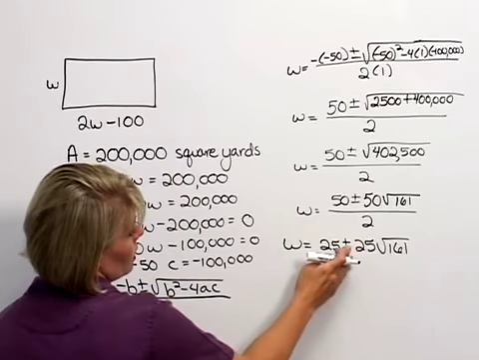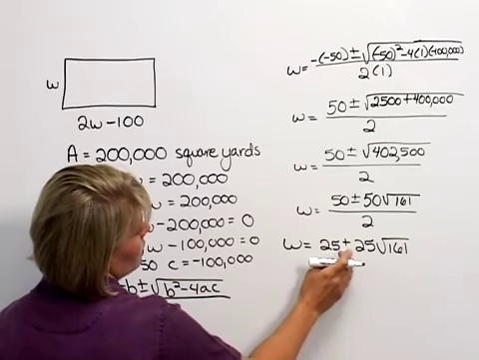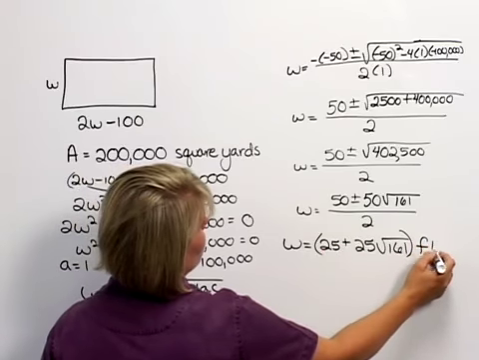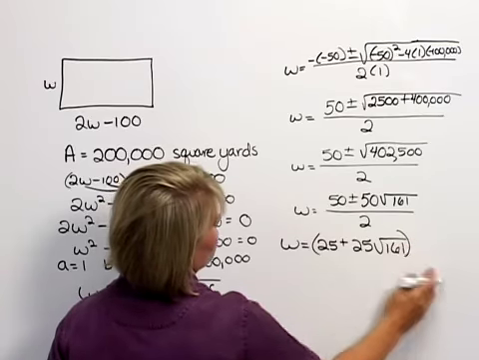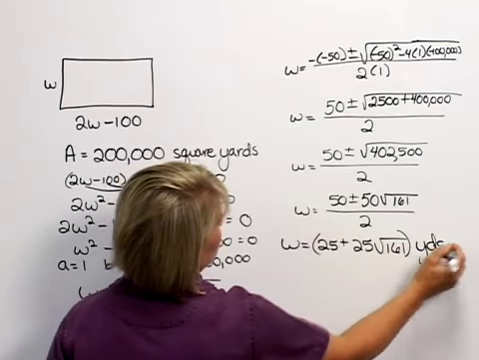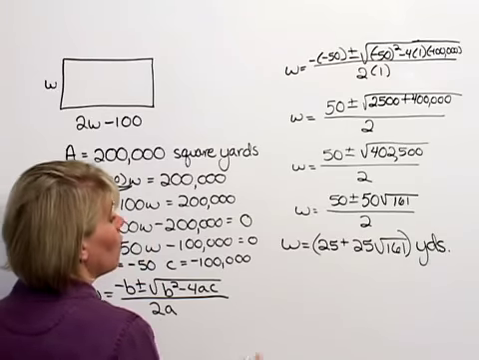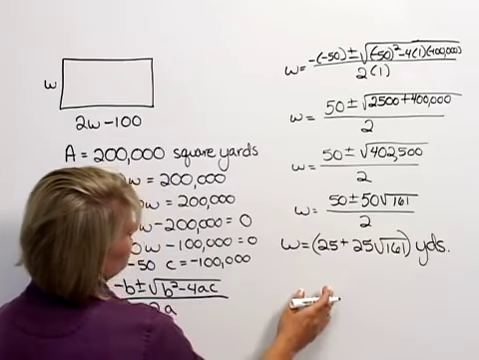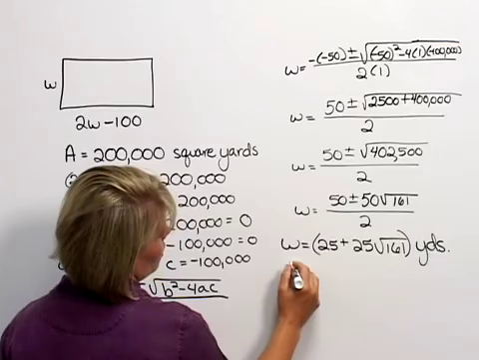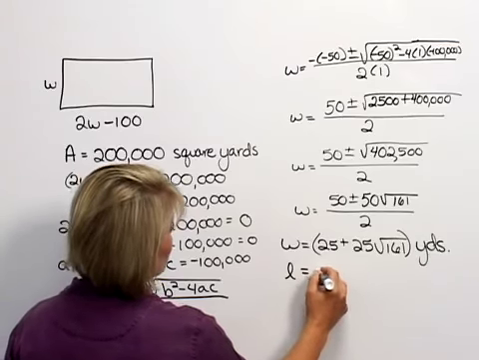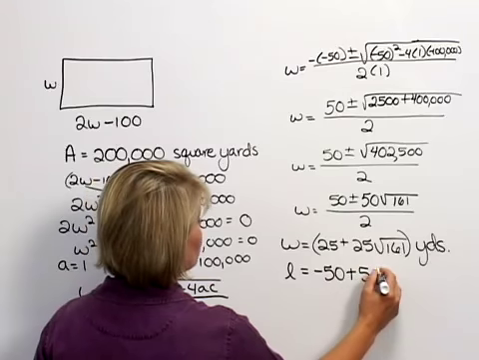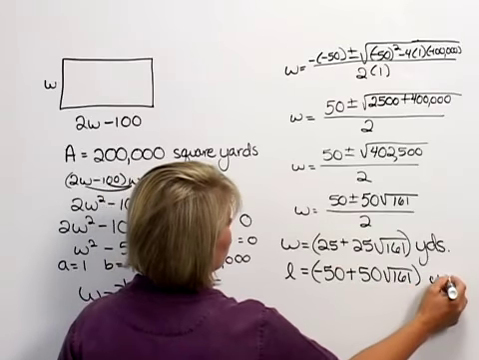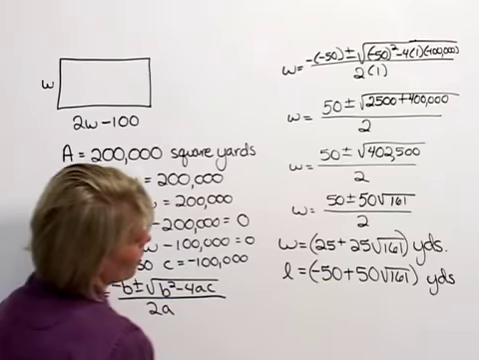It doesn't make sense to have a negative length, so the only one that makes sense is the positive value here. And so this will be the width in yards for our field. Now, our length on our field is going to be twice that, and then we'll subtract 100. When you double this and subtract 100, you get a length of negative 50 plus 50 square root of 161. And then again, this is in yards because it was square yards for our area.